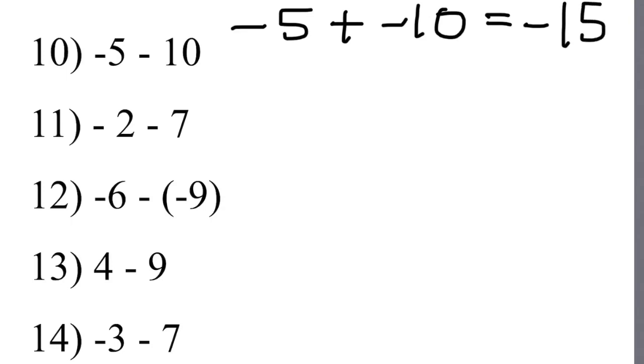Pause the video and try number 10 on your desk. Number 10 does not have a negative sign and a subtraction sign right next to each other. So go ahead and use keep, change, flip. Or you can picture a number line. You're starting at -5 and you're going to the left because you're subtracting a positive. You're going to the left 10 more. Using keep, change, flip, this is -5 plus -10. You're adding 10 more negatives to -5. Your answer should be -15.